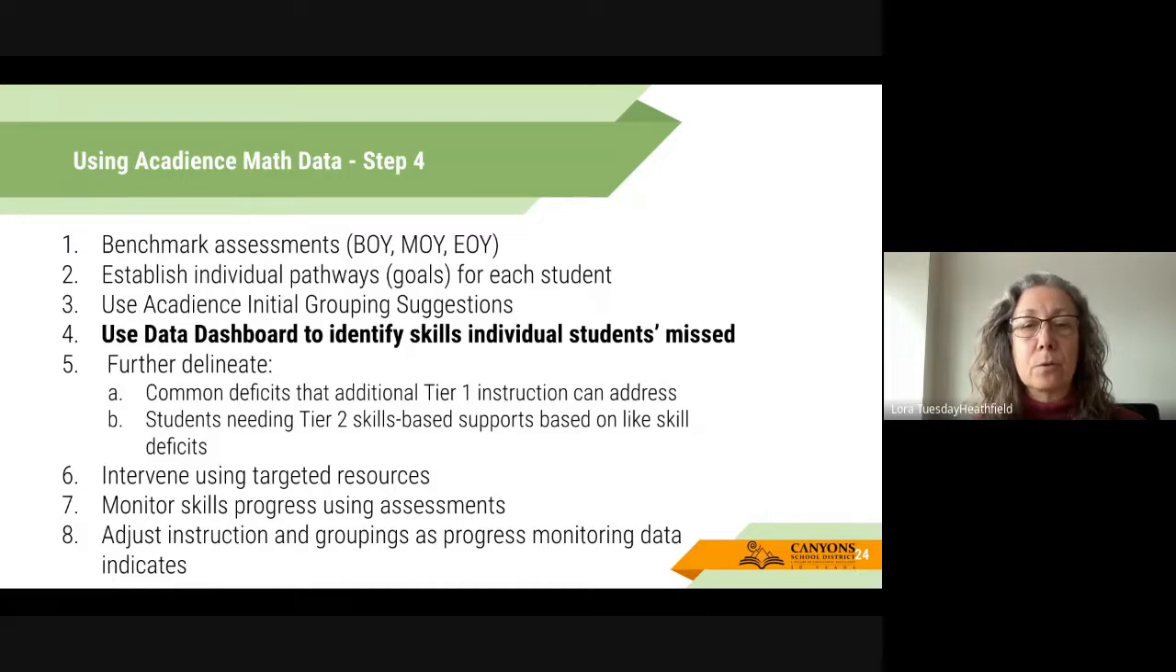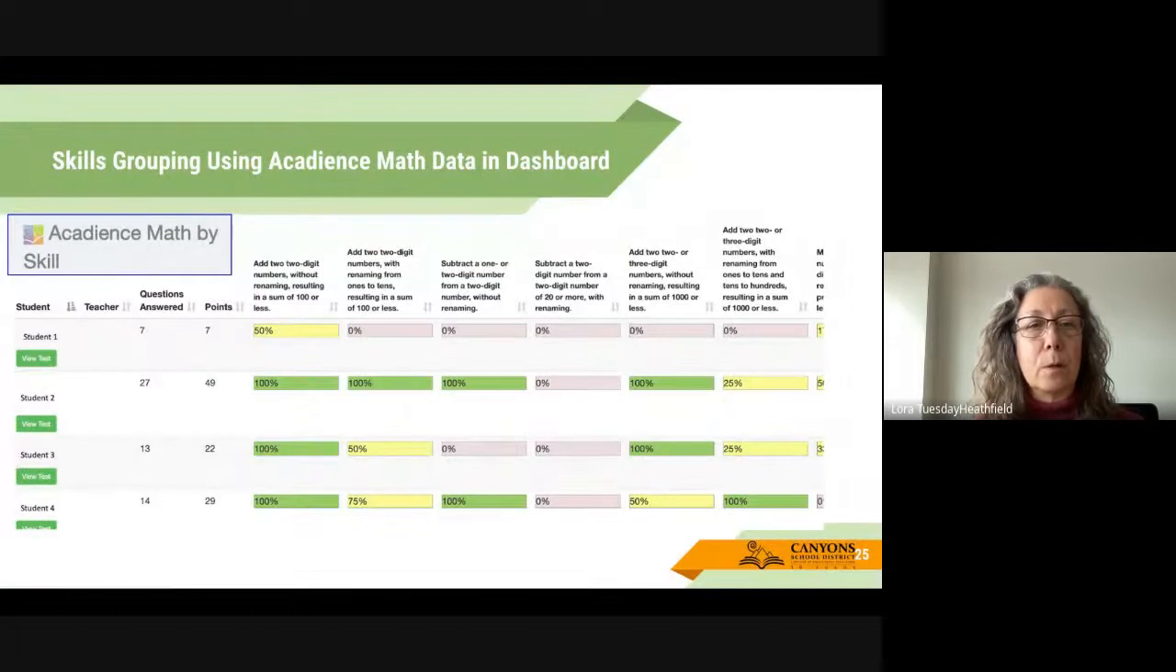So once you have your students identified that need additional support in one of those areas or both areas, we can use data dashboard, specifically the Acadience Math by Skill module. So you can pull up your students there on your left, and then each of the skills that were assessed in the Acadience Math benchmark are listed there, and they obviously tie to our Utah standards. So I can look in that first column and identify easily by just the green, yellow, and red which students are doing okay with that skill and which students might need additional support.